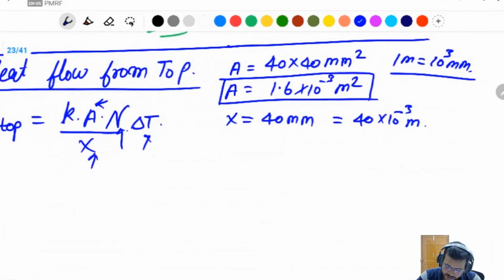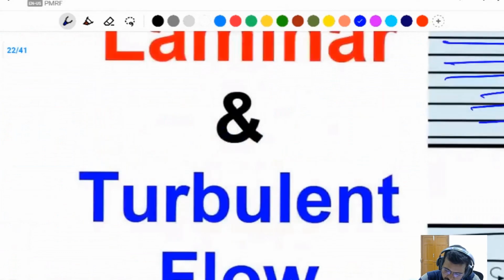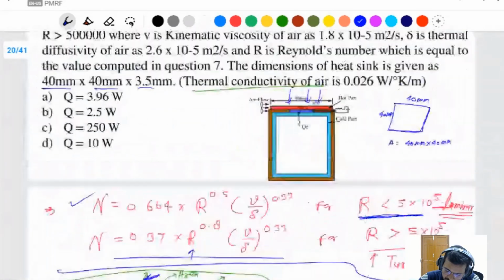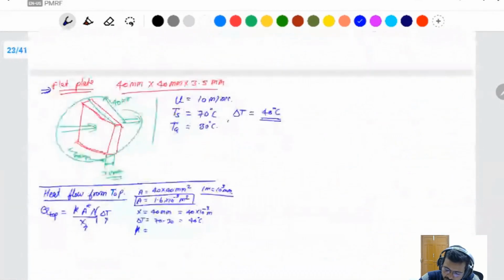A and x are calculated. Delta T is also calculated: 70 minus 30 is 40 degrees centigrade. K is already mentioned in the question. For the thermal conductivity of air, it is 0.026 watt per meter per degree Kelvin.